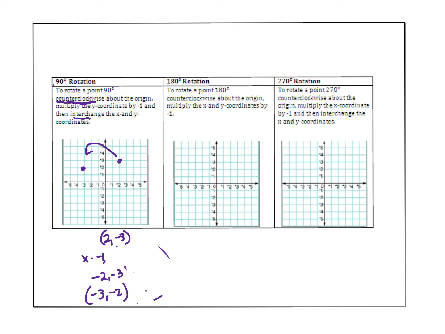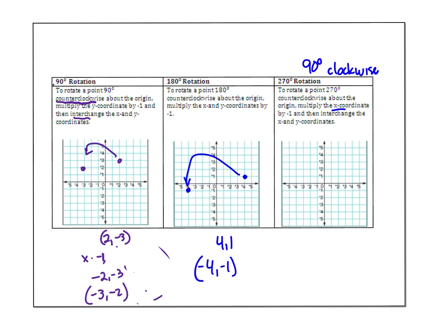To do it by 180, I'll go 4, 1 here. All that changes is I multiply both things by negative 1. So if it's 4 and 1, I'll multiply it by negative 1, so negative 4 and negative 1. Here's my 180-degree rotation. For 270, instead of multiplying the y-coordinate, I multiply the x-coordinate. And this is also the equivalent of a clockwise 90-degree rotation. Rotating 270 counterclockwise is the same as rotating 90 clockwise.